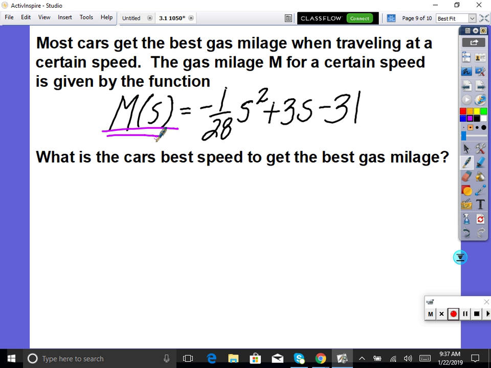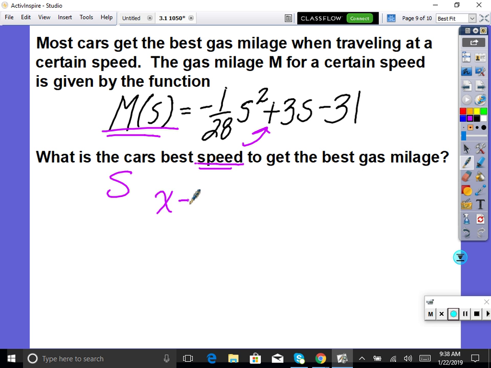So let's read. What is the car's best speed? Isn't that the x value? Isn't s x, everybody? It said, what is the car's best speed to get the best gas mileage? So it wants s. What if it said, what is the car's best gas mileage? Wouldn't we have to find s, the x value, and then plug it back in to find the y value? You guys see the difference? So this one only needs the x value.